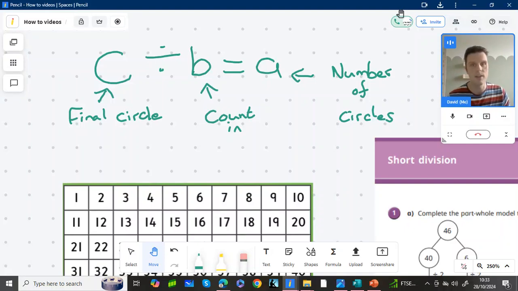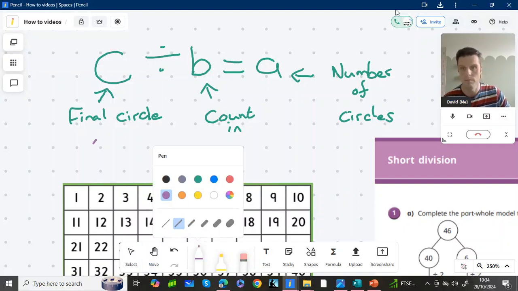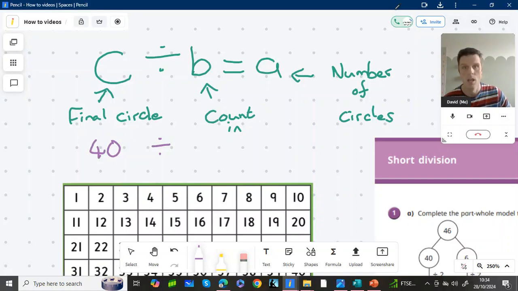So here I've done C divided by B equals A. You can replace the letters with any number. What we need to know is what the letters represent. The first letter, C here, will be the final circle when we draw them on the 100 square. As we go through, you'll see what I mean. And we can replace that with the 40. Then B stands for what we're going to count in. Now we're dividing by 2, so we're going to count in 2s. Now A is going to be the number of circles, so I'm going to leave that blank.